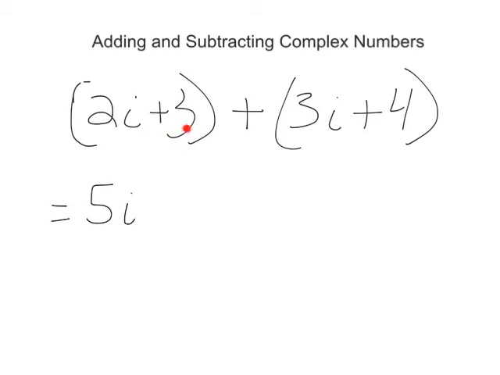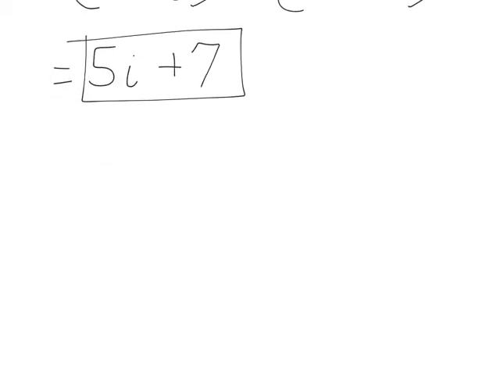Then we take the real parts, the constants, positive 3 and positive 4. So 3 plus 4 gives us positive 7. And that's the answer to that addition. Now let's take a look at a subtraction problem. Subtraction is very similar.